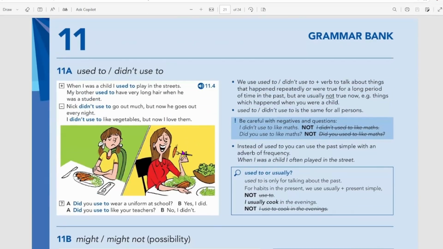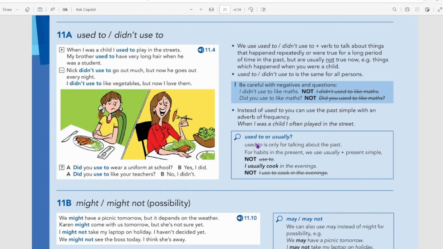I'm going to start with 11A. Again, that's a pre-intermediate level. So that's really helpful for pre-intermediate level students to understand grammar better. Very important topic, 11A. As you can see here, used to, and then didn't used to, this is the negative form of it, yes? How do we use used to? We use used to, and after that, we must use infinitive. That's very important to note.